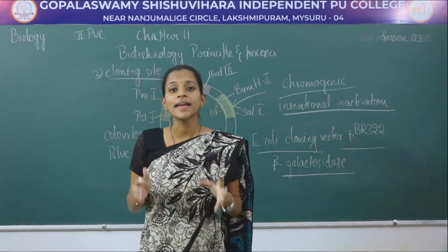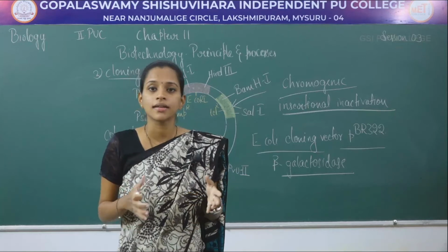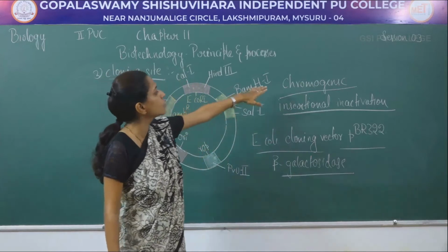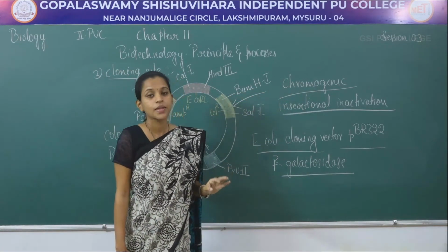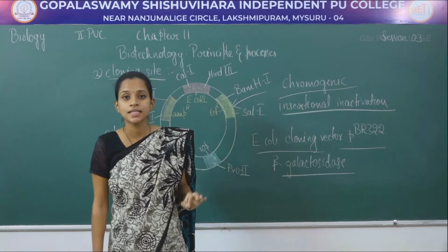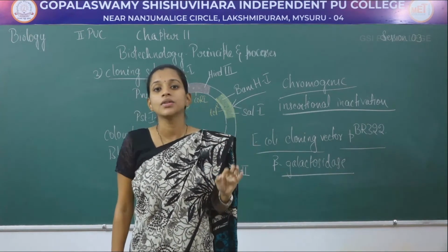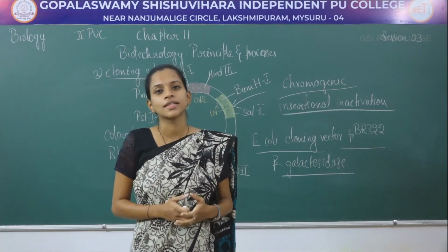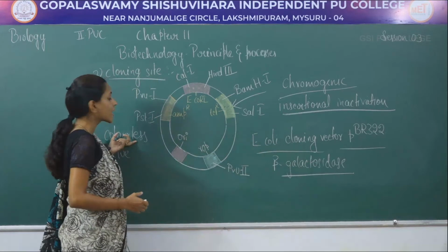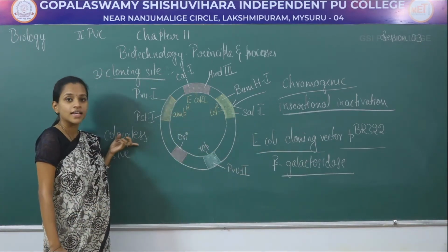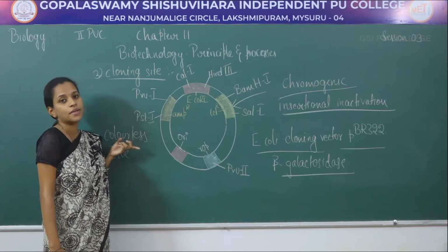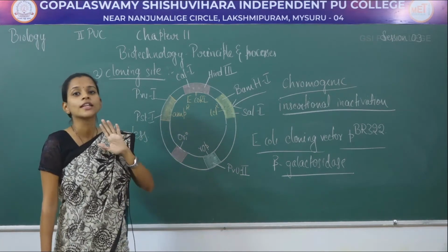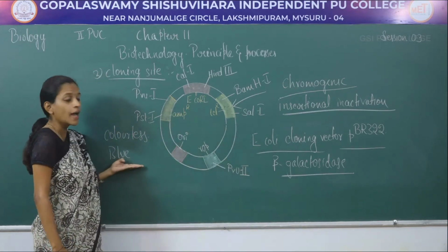But we have to identify whether they have undergone transformation or they are still in the non-transformant form. So for this purpose, we use chromogenic substances. Wherever there has been introduction of an alien DNA or recombinant DNA into a particular cloning site, that region appears colorless. Wherever there is transformation, the region appears colorless, and wherever there are no transformants, or there is no insertion, it appears blue in color.